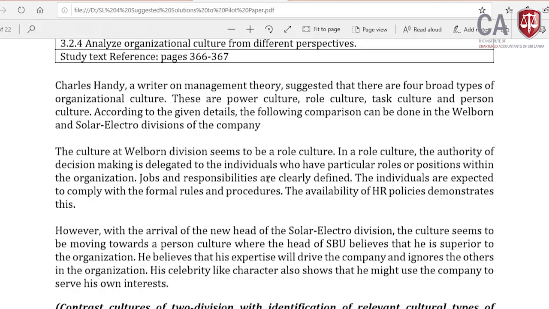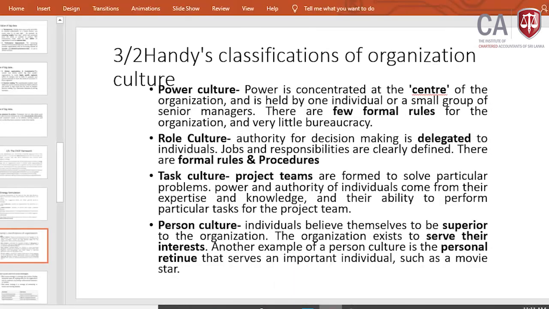However, with the arrival of the new head of the Solar Electro division, the culture seemed to be moving toward a person culture where the head of SBU believes that he is superior to the organization. True, no? Right. So, he is superior to the organization. If you look at the theory part, look at this under the person culture. Another example of a person culture is the personal retinue that serves an important individual such as a movie star. So, at the beginning it says individuals believe themselves to be superior to the organization. This is related with the person culture.